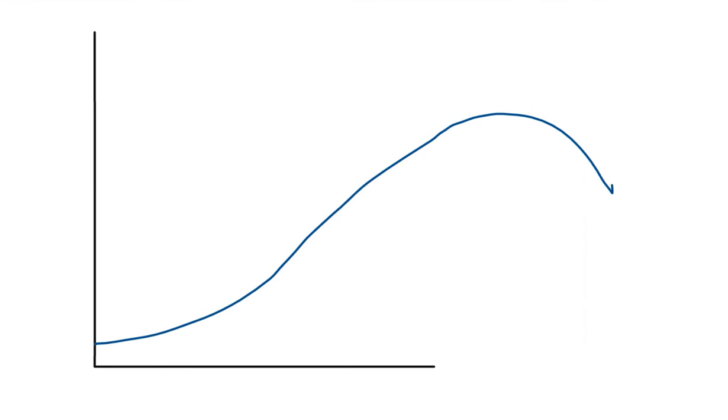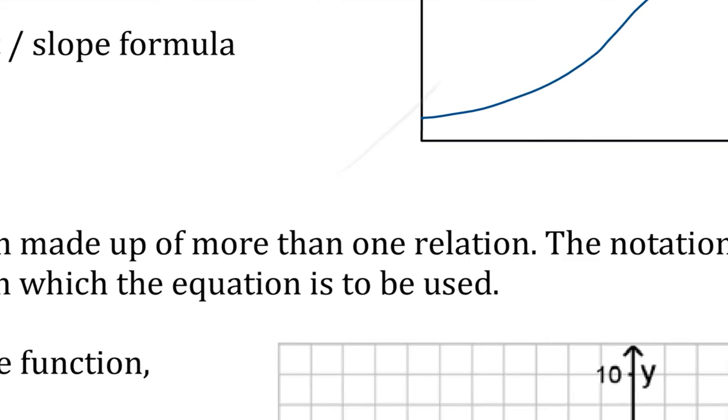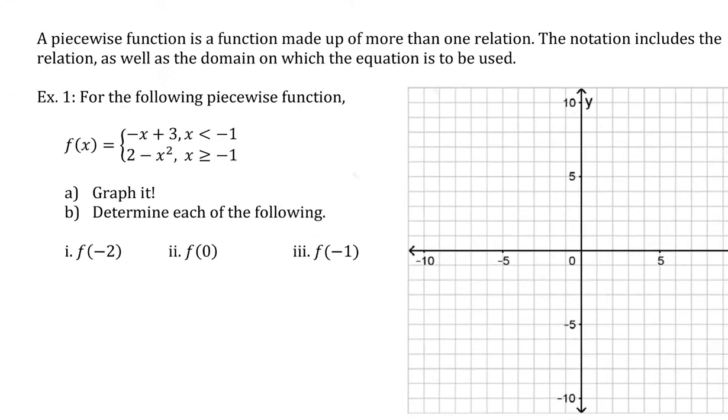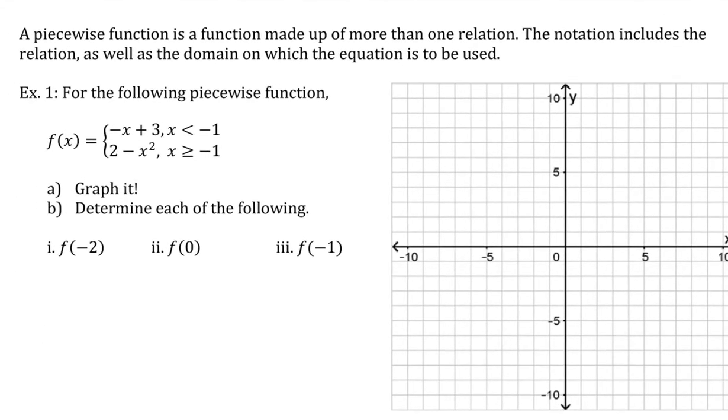So if you are only looking over the course of a few months, you might only have one function. But if you're extending that to years or decades, then it is not going to follow a single relation. And that's what piecewise functions is all about. Okay, a piecewise function is a single function. Okay, look, it says a function. Okay, that is made up of more than one relation.